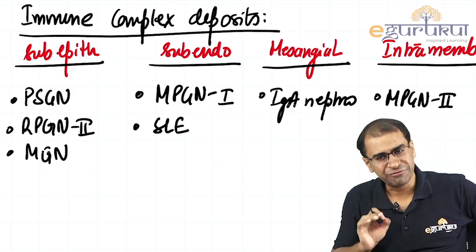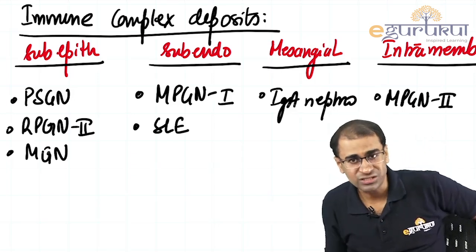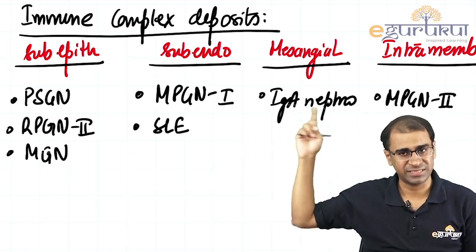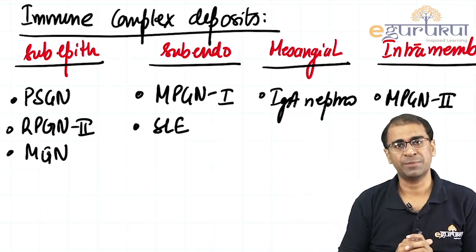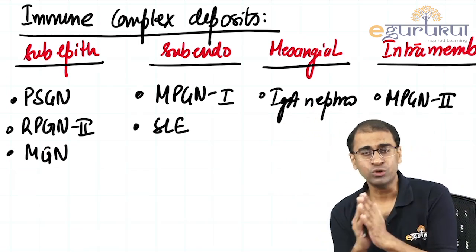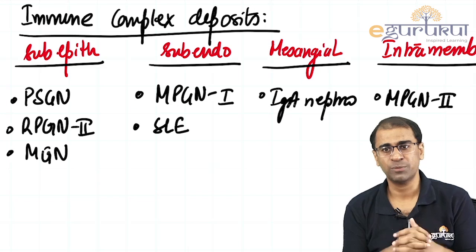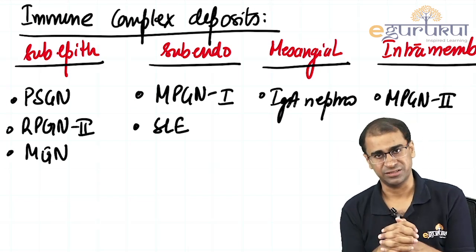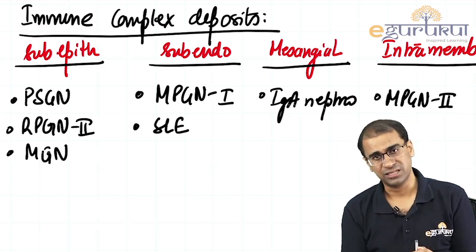But it is not a fixed rule, as PSGN deposition can also be seen in the mesangium and in the subendothelial region. So I am telling you the most important sites of deposition in these diseases. These are very frequently asked as a question.